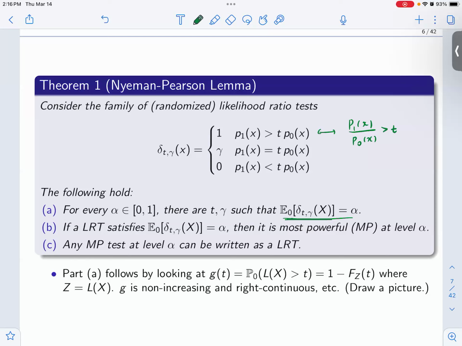Is that clear? Yes. So if we set alpha to, say, 0.05, and we can get a likelihood ratio test, that's nice. Yes, this is saying that for a general problem, it's possible to use T and gamma properly to achieve this. You achieve this, and then this would be the most powerful test at level 0.05.